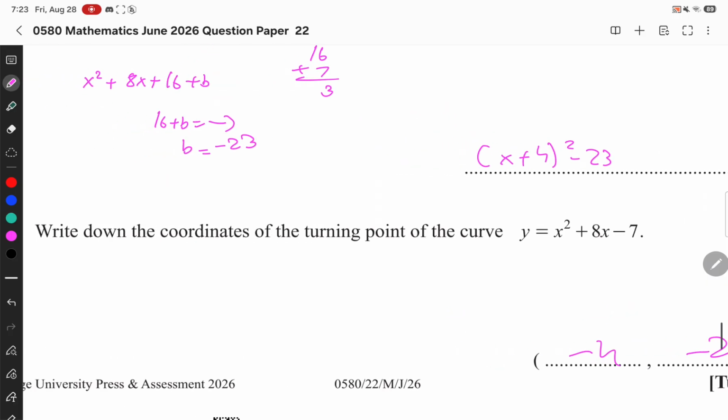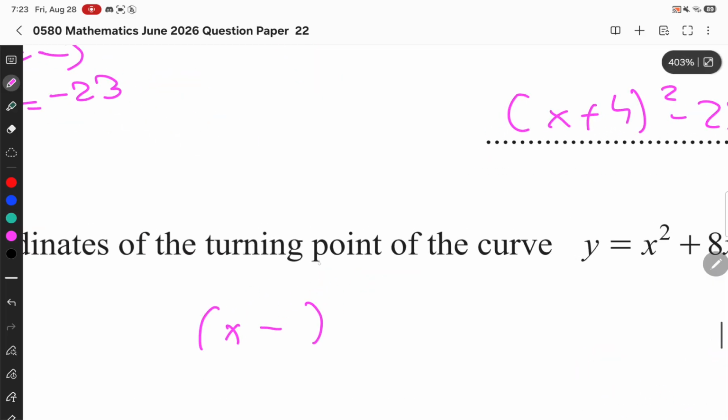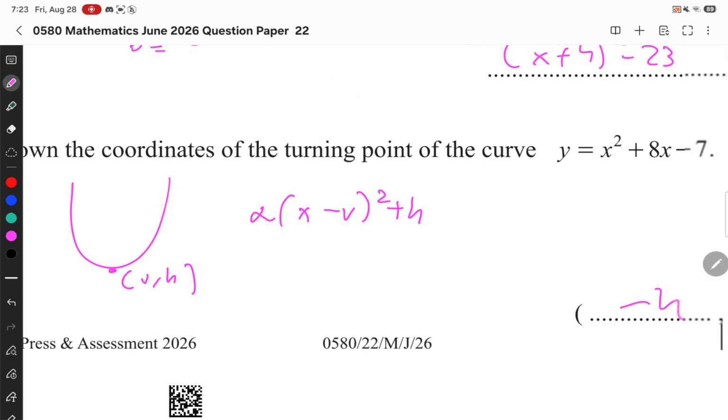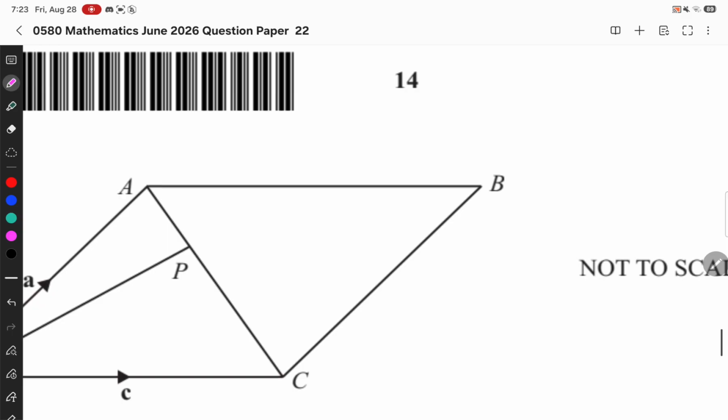Whenever we have a quadratic in the form of x minus h squared plus k, the vertex will be at h, k. Hence, this is positive. So negative is positive, and hence we get negative 4, negative 23, because the outside does not matter.